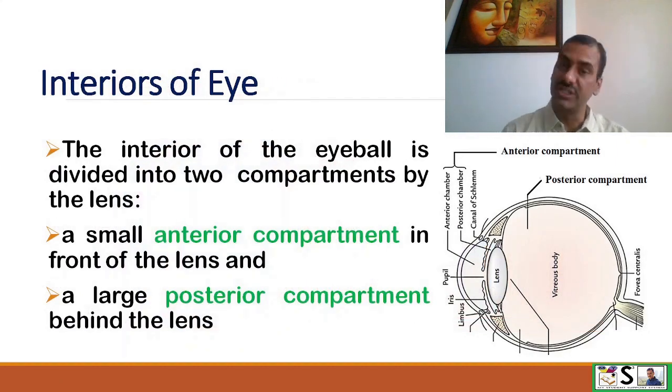Now we come to the interior of the eye. The interior of the eye is divided into two compartments by the lens in between. A small anterior compartment is in front of the lens, and there is a large posterior compartment which is behind the lens.